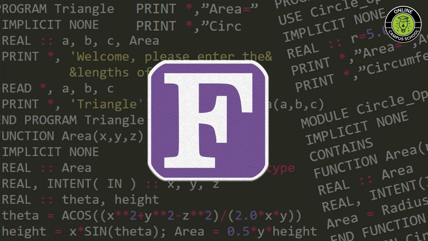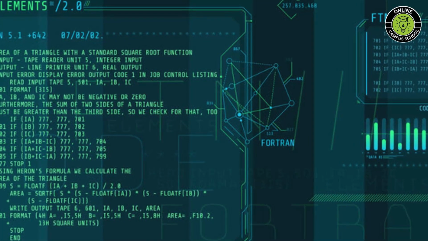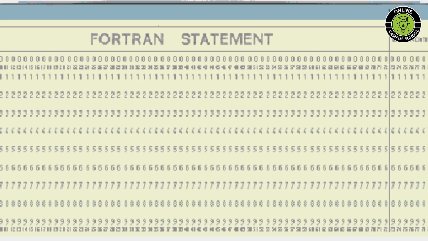7. Fortran. Originally developed in the 1950s, Fortran continued to be widely used in the 1980s for scientific and engineering applications, thanks to its efficiency and numerical computation capabilities.